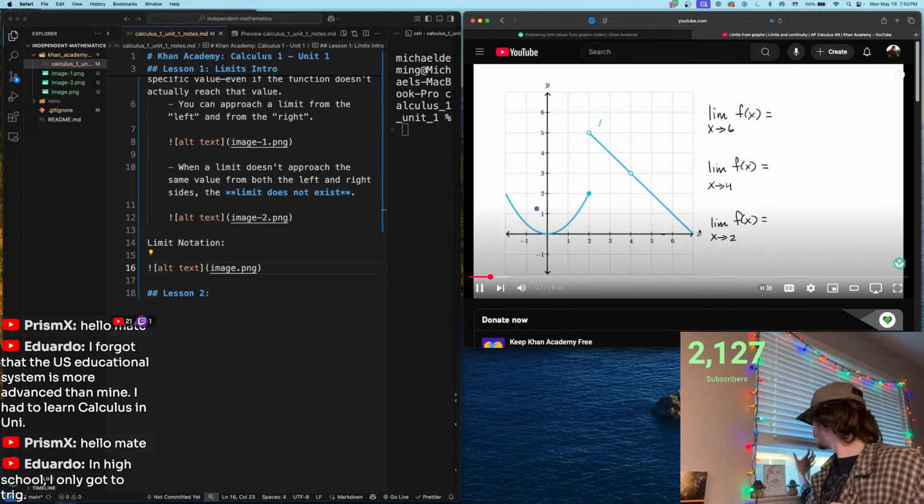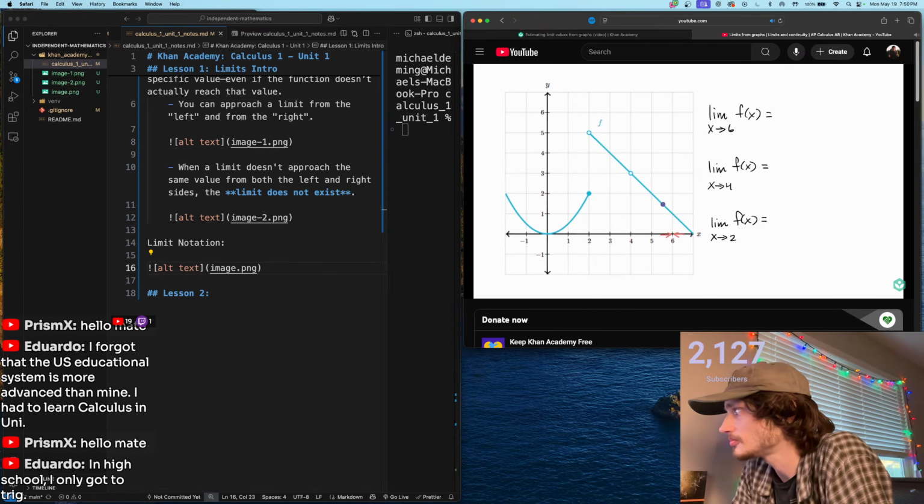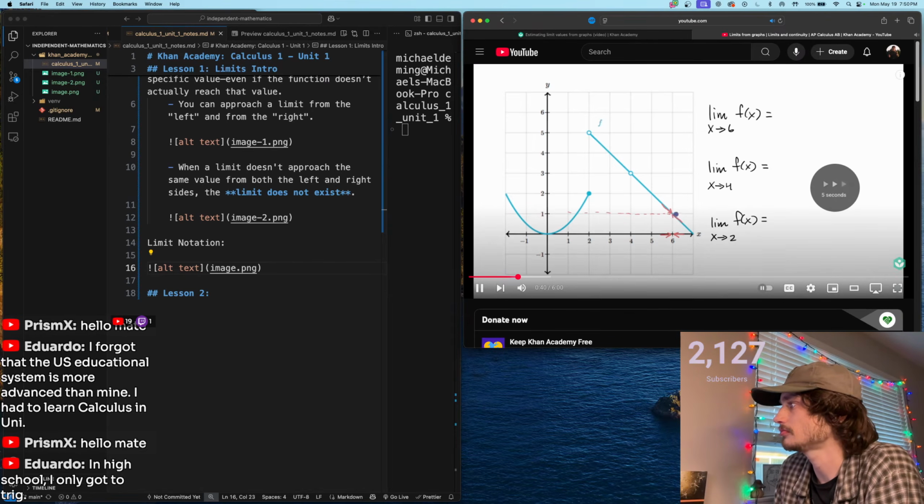As x approaches 6 from both sides, as we approach 6 from the left-hand side, from values less than 6, it looks like our f of x is once again approaching 1.